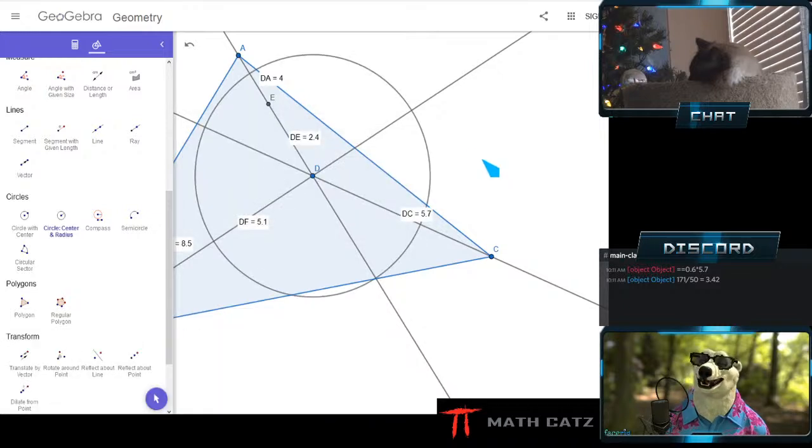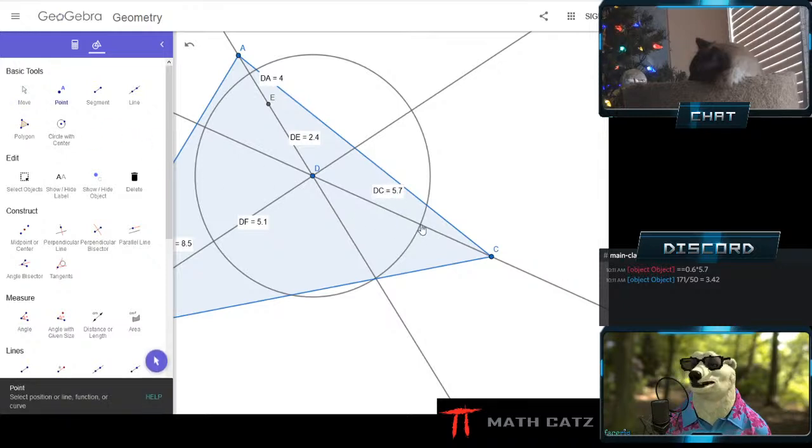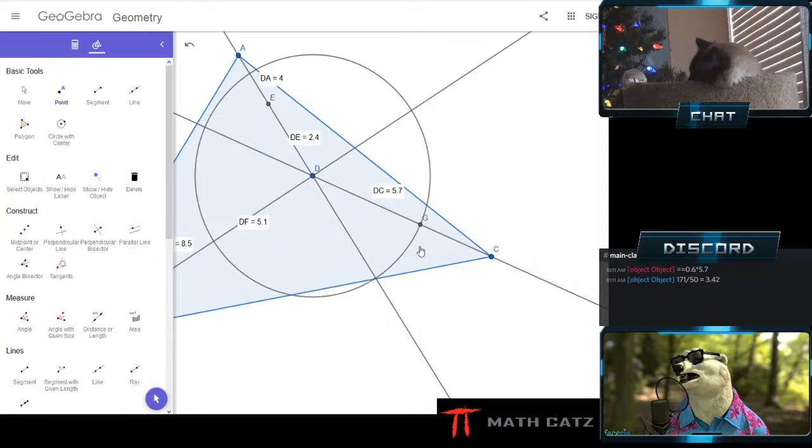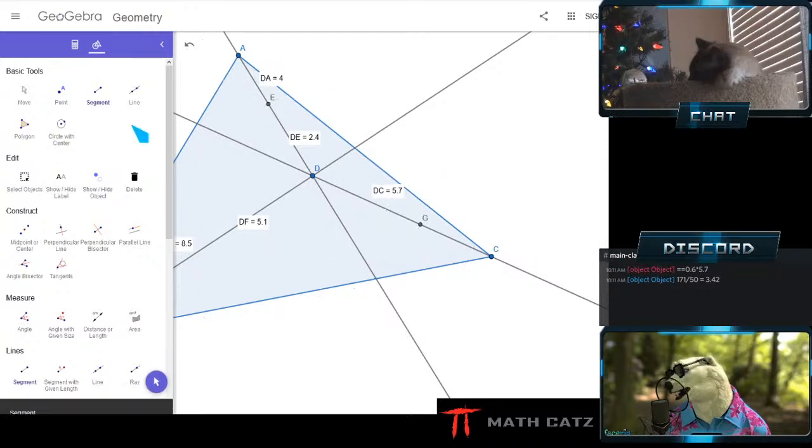It'll measure it exactly, but it won't label it necessarily. Now I am in a little bit of a pickle here. This label is too close to where I want to work, so I just move it. No big deal. I want that point G, and I don't want to see my circle anymore. It's done.